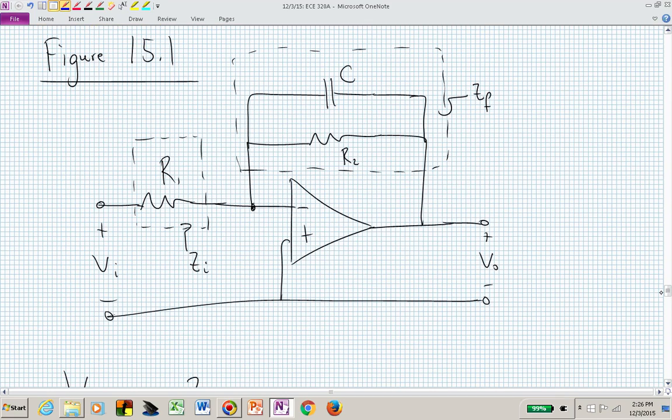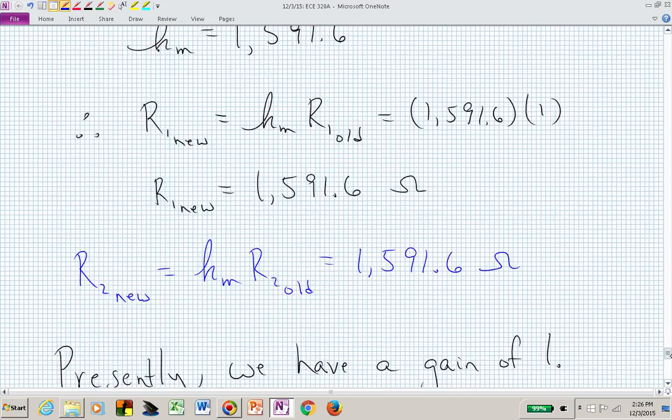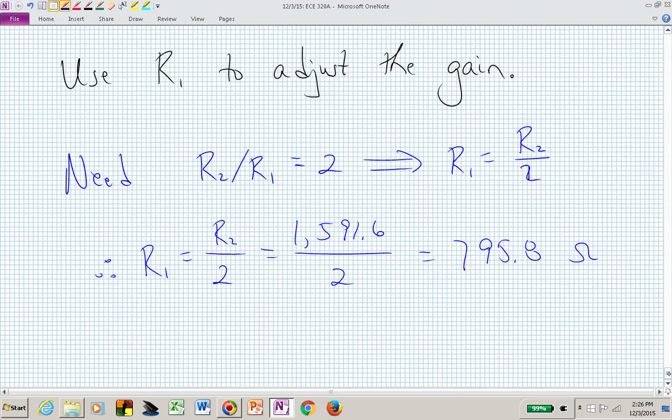Which means that in our original circuit, if we make C equal to 1 microfarad, we make R sub 2 equal to 1592, and we make R sub 1 796, then we will end up with a low-pass filter that has a bandwidth of 100. It's a first-order low-pass filter. It will have a bandwidth of 100 hertz, a gain of 2, and we have actually incorporated a 1 microfarad capacitor. And that then finishes the design of that particular circuit.